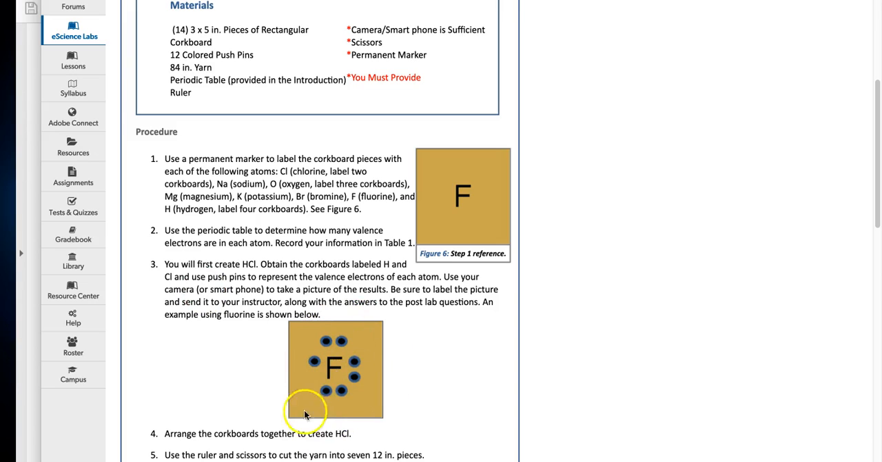And so if you see right here, this was the example using fluorine. Fluorine is like chlorine, it has 7. And so 1, 2, 3, 4, 5, 6, 7 push pins around fluorine. So the push pins represent valence electrons. So the push pins are the dots that you used when you did Lewis structures. But instead of dots, you're going to use your push pins.